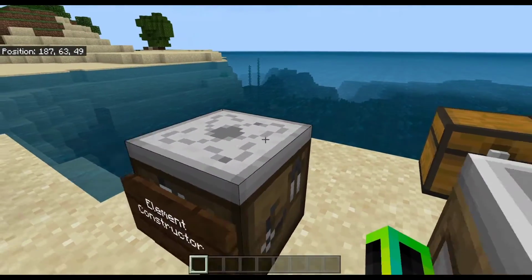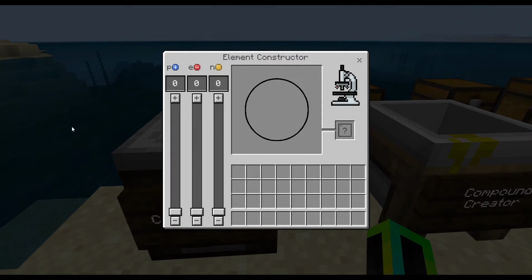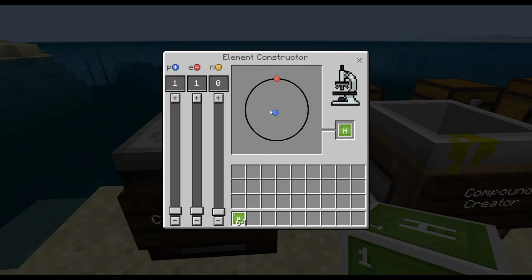So let us start with the most simple one. This is very familiar, right? This is a microscope. Here you can see we have protons, electrons and neutrons. These will help us to create elements. So the first element is one proton, one electron. Then we get hydrogen.